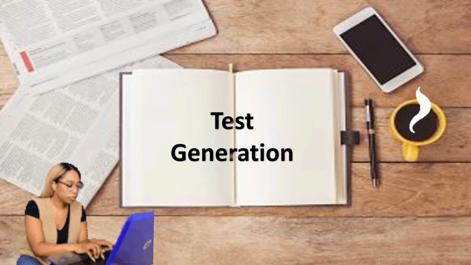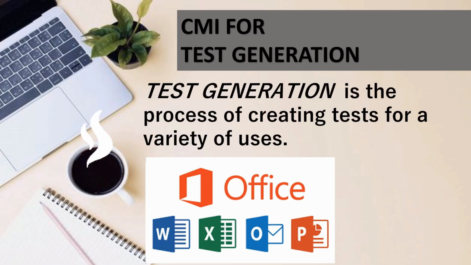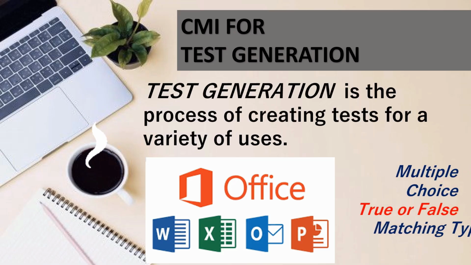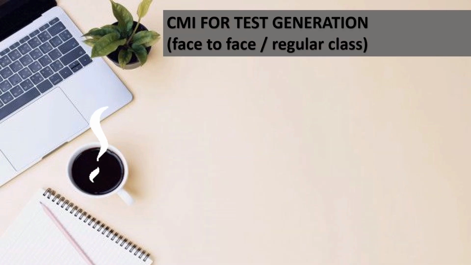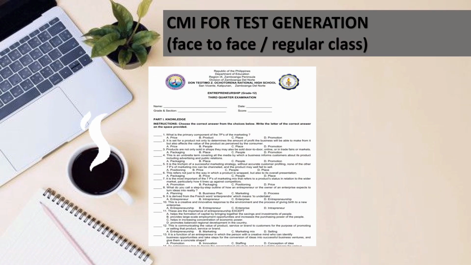Now, let us start with some CMI programs that are used for test generation. But what is test generation? Test generation is the process of creating testing materials for a variety of uses. The most common types of assessments or tests are multiple choice, matching type, short essay, and true or false. And the most common computer programs that are used for test generation or test making is, of course, Microsoft Office, specifically Microsoft PowerPoint or Microsoft Word.